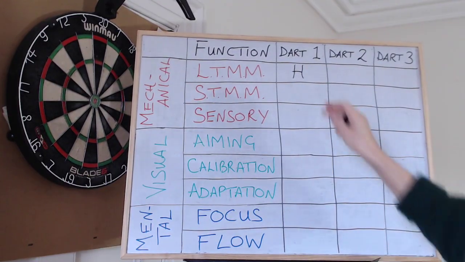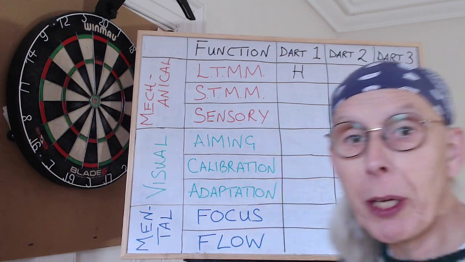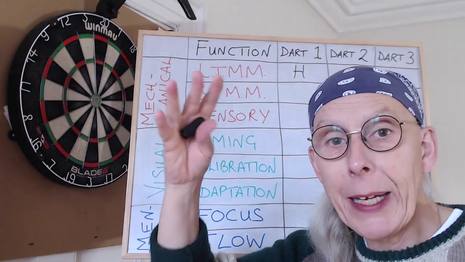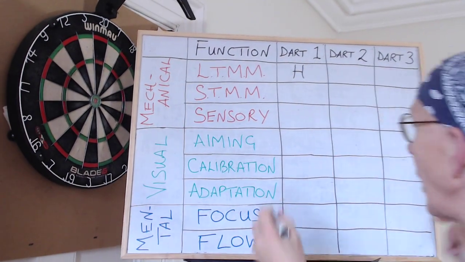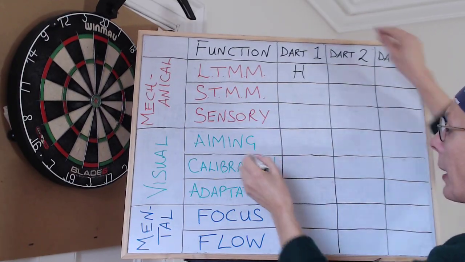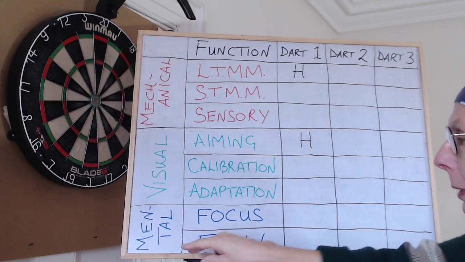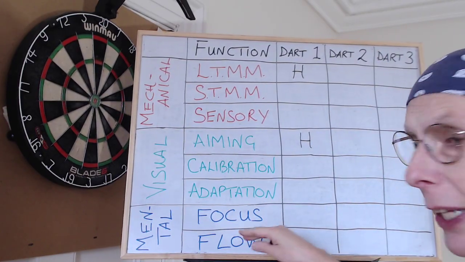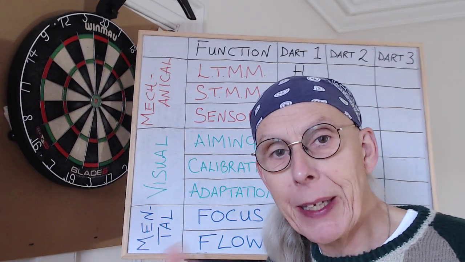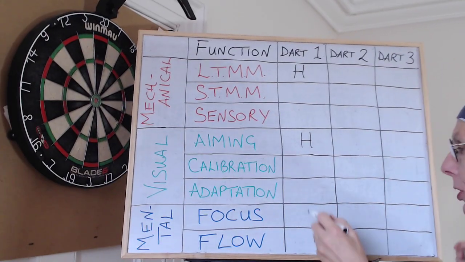And from the visual side, basically there was aiming going on because you just have this blank dartboard in front of you. And for that first dart, you're relying on your long-term muscle memory and you're aiming. Okay? And your mental state is not in a flow state because it's the very beginning of your visit. You're in a focus state. You're focusing very much on a target.